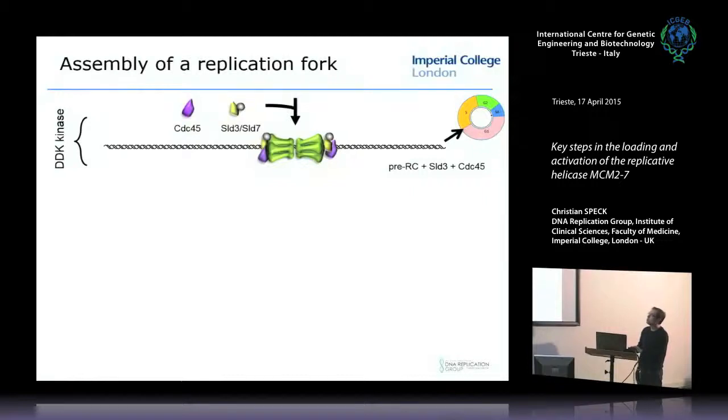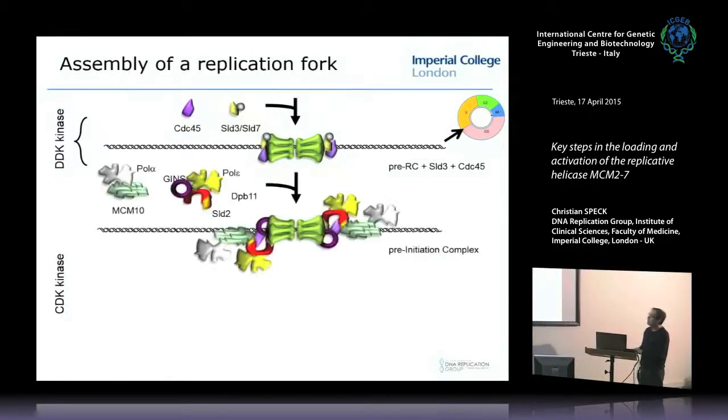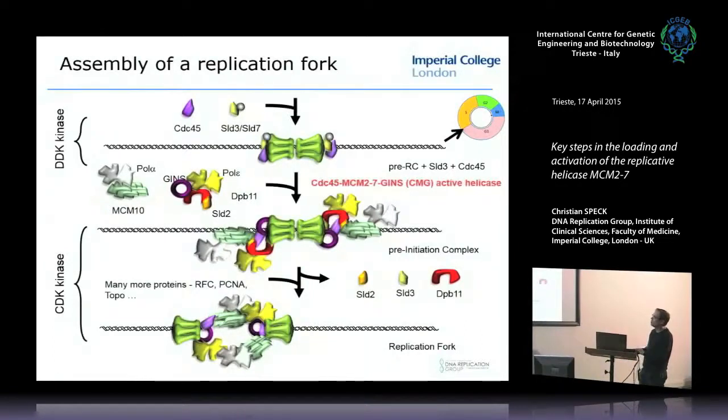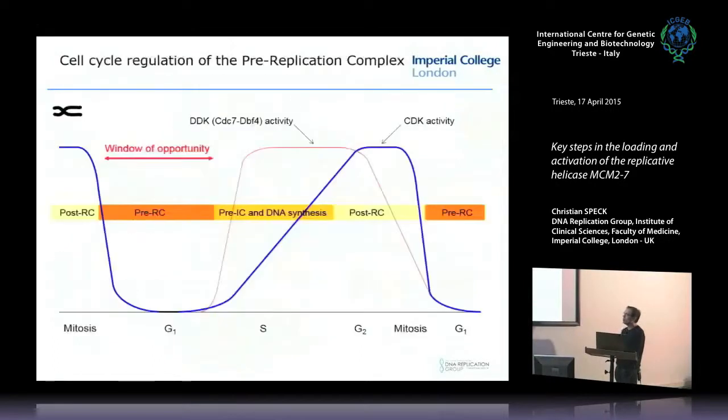In the first step of this remodeling event, which is a kinase dependent process, you have the DDK kinase, CDC7, DBF4. You get recruitment of a complex containing CDC45, SLD3, with its chaperone SLD7. Then in the second step, which is CDK dependent, a number of additional factors become recruited, polymerases and so on. I don't want you to remember all of those, but what we want to remember is that the end product is a CDC45 MCM GINS complex, which is the active form of the helicase. So this is the true helicase that unwinds the DNA at the replication fork, and many of those other factors get released. All right. So I will be talking mostly about helicase loading, a bit about helicase activation later on. But let's first discuss helicase loading.